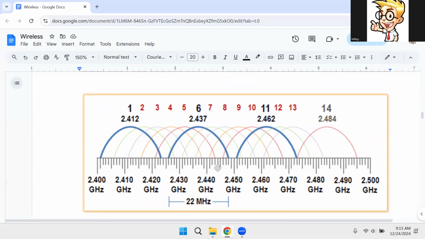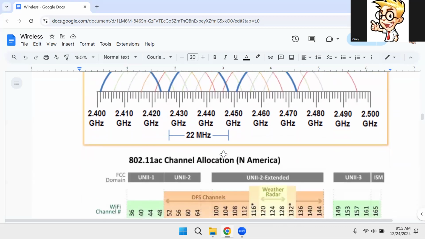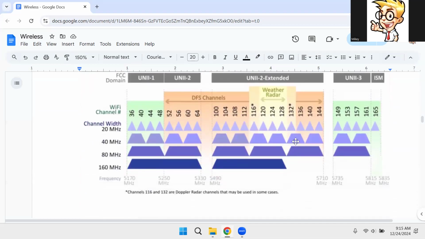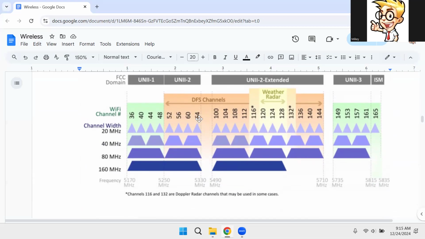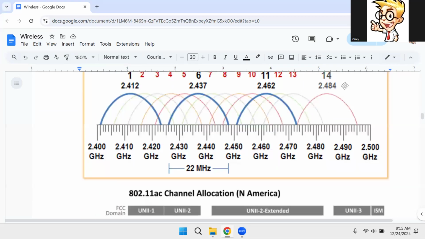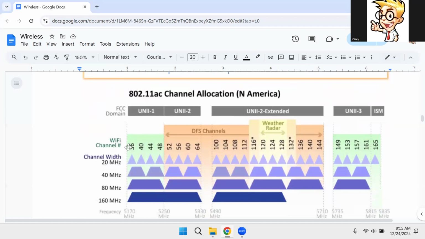Here are the older 2.4, right? And then there's going to be different bands for the 5G as well. And you can see the channels here are much higher. Here's like 1 through 14. Okay, here is starting from 36, goes up to like 100 plus.